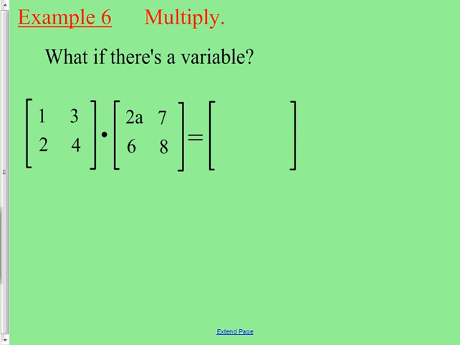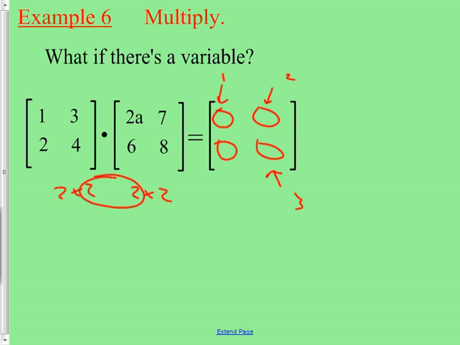Would you agree this is a 2 by 2 and a 2 by 2? And that these match up, and so therefore the answer is a 2 by 2. Okay, so where's the A going to go? In 1, 2, 3, or 4? Where's the A going to go?